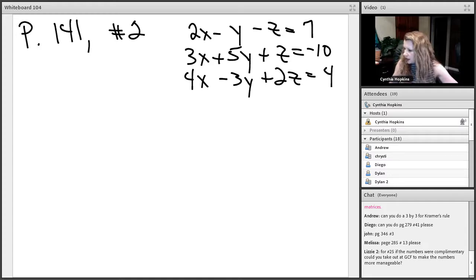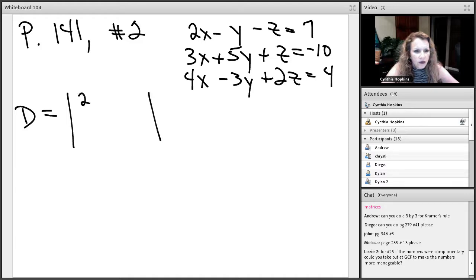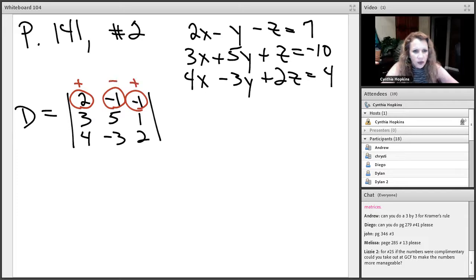All right, so I am going to start with my denominator determinant, and I'm going to call it D. Okay, it's going to be a 3 by 3, so I'm going to have for the x column 2, 3, 4, y column -1, 5, -3, and then z column -1, 1, 2. All right, so I like to circle my top row entries and then write plus sign, minus sign, plus sign. You always add, subtract, add.